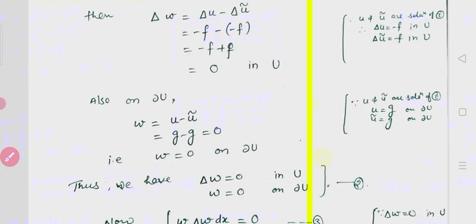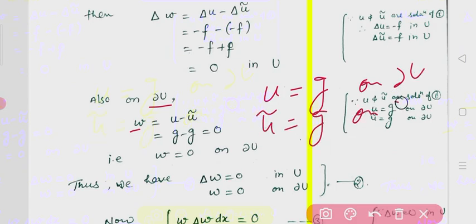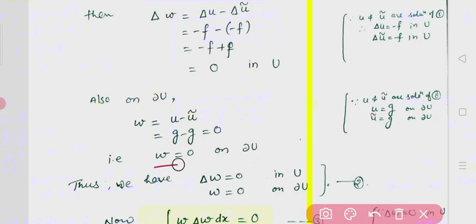Now we talk about on the boundary. Now if we talk about on boundary, so w is what? It is u minus u tilde, but u is also a solution of and u tilde is also a solution of given boundary value problem. So that means u will be equal to what? g on the boundary, and u tilde will also be equal to g on the boundary, because both are solutions of the given boundary value problem. So this is g minus g, so that will be equal to 0. So w becomes 0 on the boundary. So what we got? Delta w is 0 in U and w is 0 on the boundary. So we have this one.